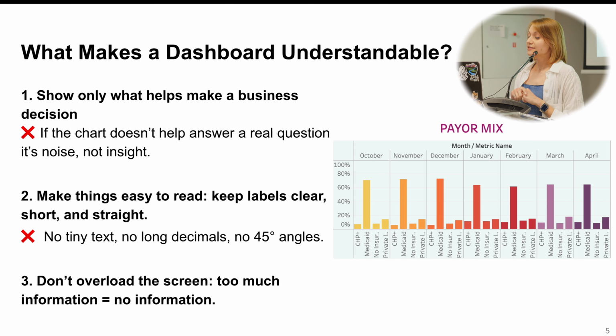The second one is: make things easy to read. Keep labels clear, short, and straight. So no teeny text on the dashboard, no long decimals, no strange angles. Don't make your users turn their heads. It is obvious, but sometimes we forget about it. And don't overload the screen: too much information is no information.